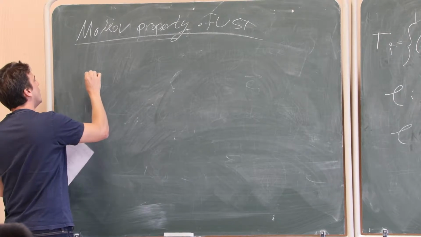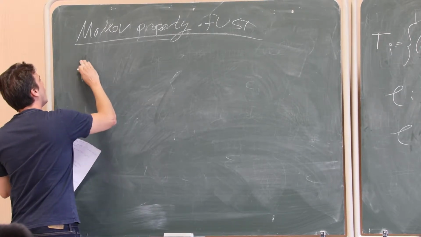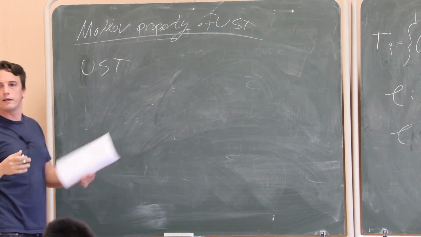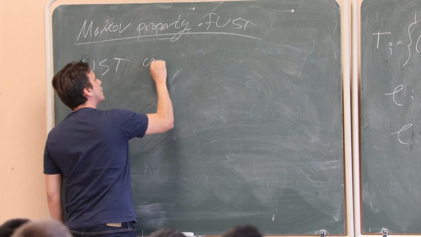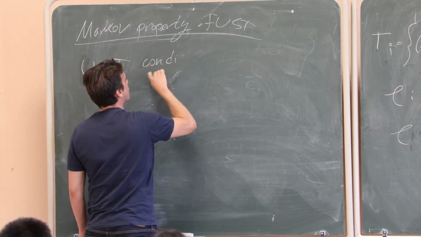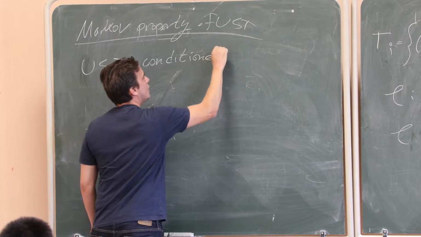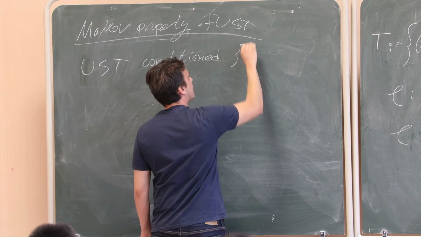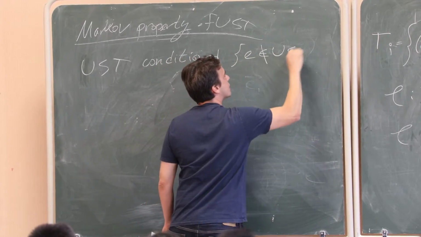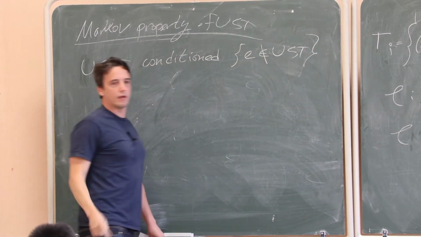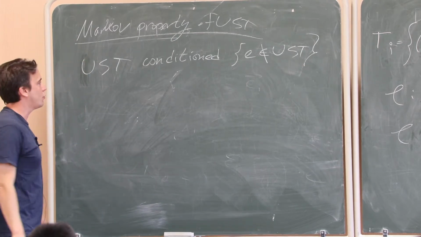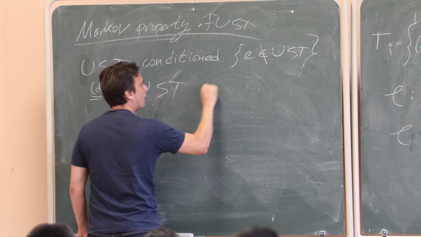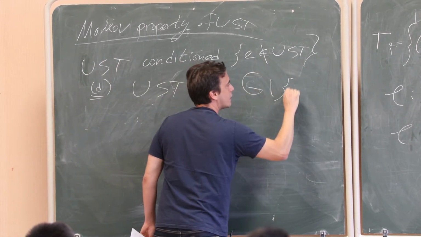So if we look at the UST, I'll write it slightly informally, but it should be clear. The UST conditioned, so again, we have a finite connected graph. The UST conditioned on the event that E does not belong to the UST, that the edge does not belong to the tree that you've drawn, has the same distribution as the UST on G when I erase the edge E.